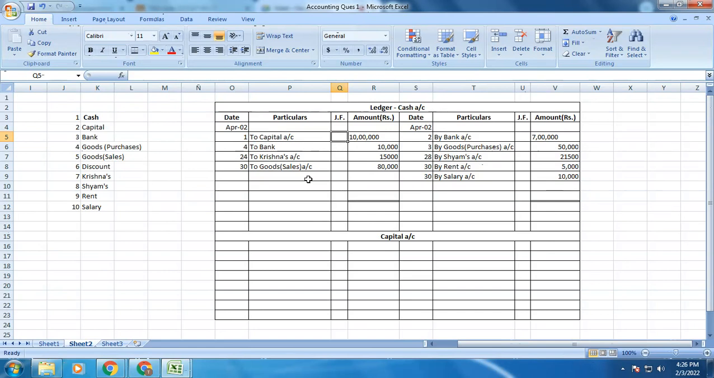So to avoid that, we have these journal folio and ledger folio in both the journal and ledgers. So in the journal, if you have not written the ledger folio, that means that particular transaction has not been posted to the ledger as yet.